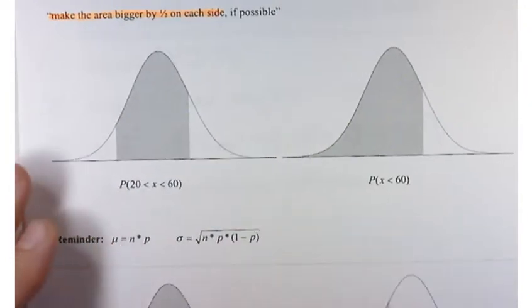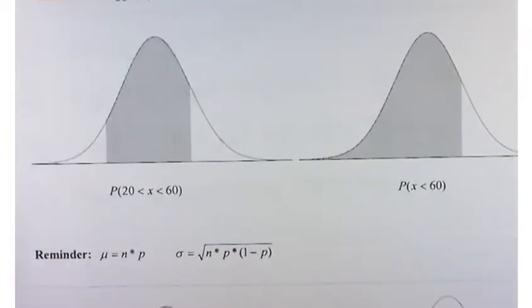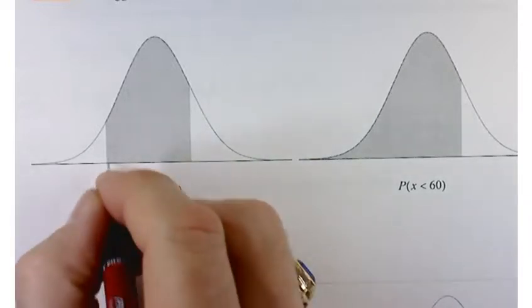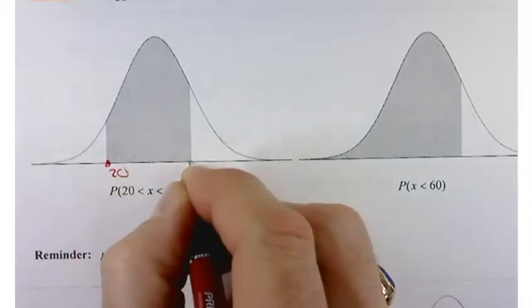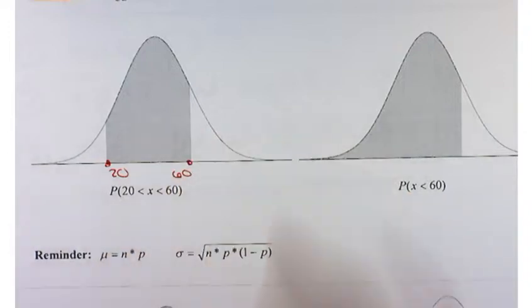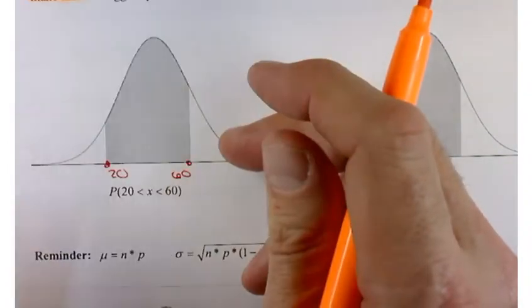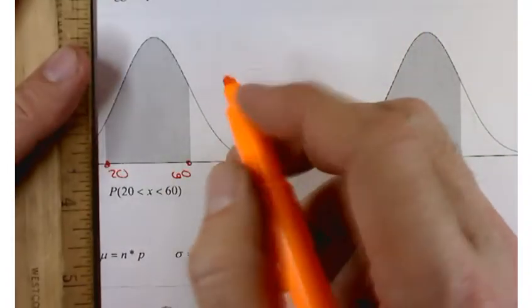So for our first one, suppose you're looking at a normal curve and you're trying to find the area between, say, 20 and 60. And this is going to reflect some binomial probability. Before you make your area calculation, you need to make this area bigger by 1/2 on either side.